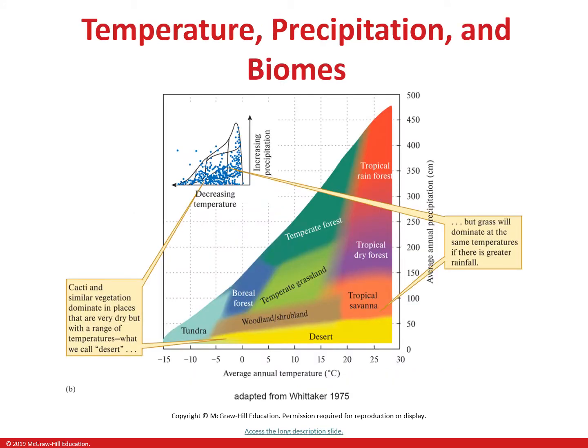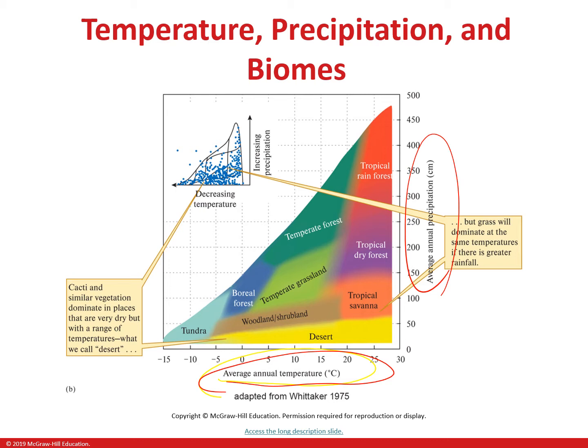Biomes are defined by the average temperature and precipitation in an area, and this diagram was adapted from work by Whitaker. And what we have here is on the x-axis, the average annual temperature in degrees Celsius, and on the y-axis we have the average annual precipitation in centimeters. And in different places, depending on their temperature and their precipitation, you will find a different biome.